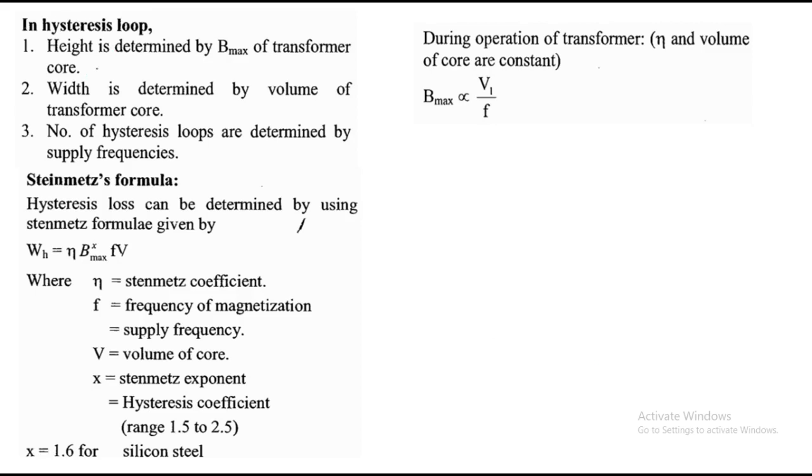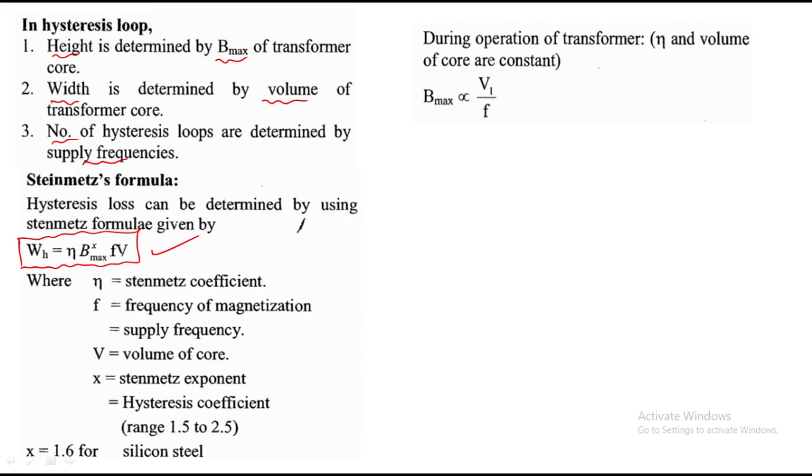In a hysteresis loop, the height is determined by magnetic flux density and the width is determined by the volume of the core, and the number of hysteresis loops is determined by supply frequency. In order to calculate the hysteresis loss by varying supply voltage and frequency, this empirical formula is required to calculate different values of hysteresis loss for different values of voltage and frequency. That formula is called the Steinmetz formula.